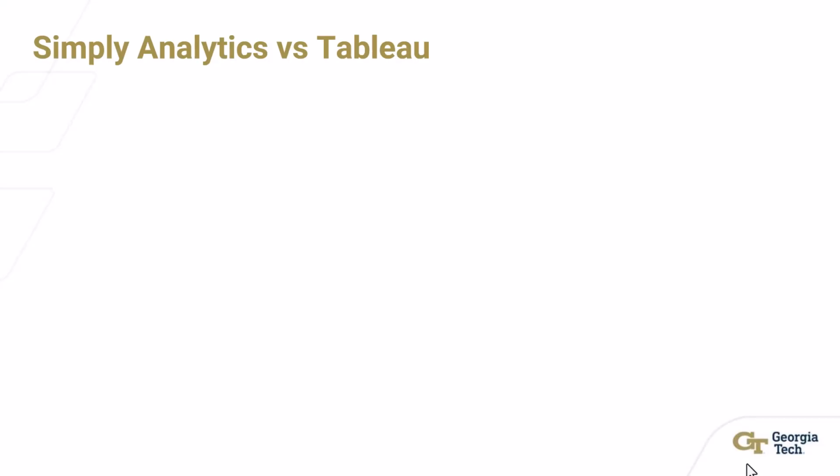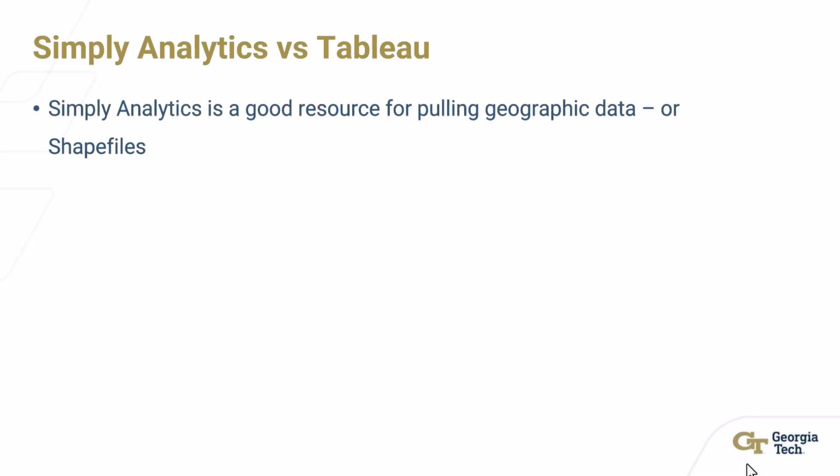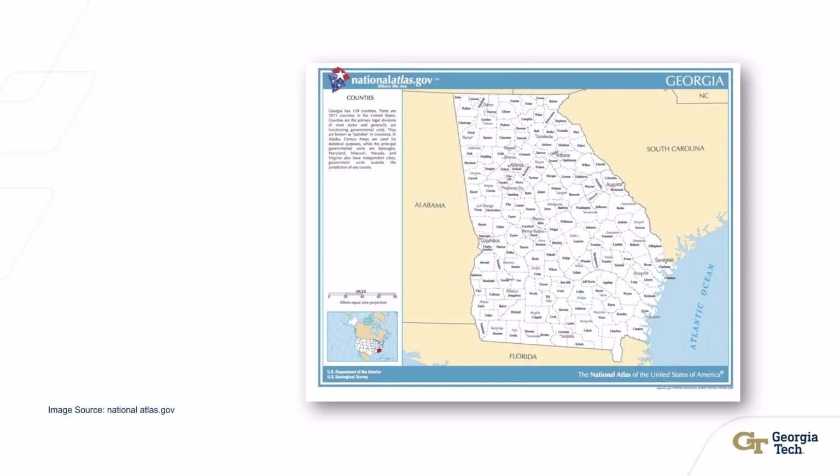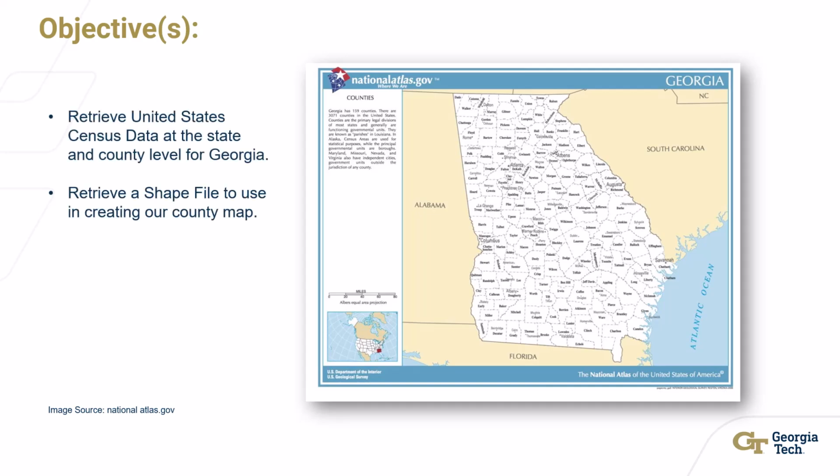Simply Analytics is a good resource for pulling geographic data or shapefiles, while Tableau is ideal for comparing and visualizing datasets. Our objective is to retrieve United States Census data at the state and county level for the state of Georgia, including a shapefile. Later, we will use the shapefile in Tableau to create our map.